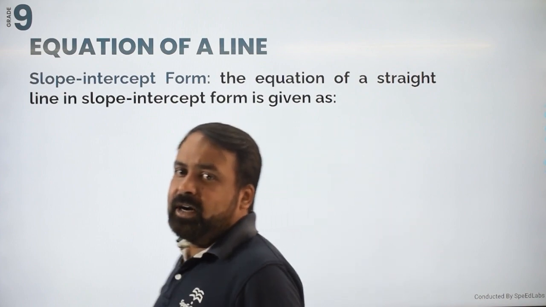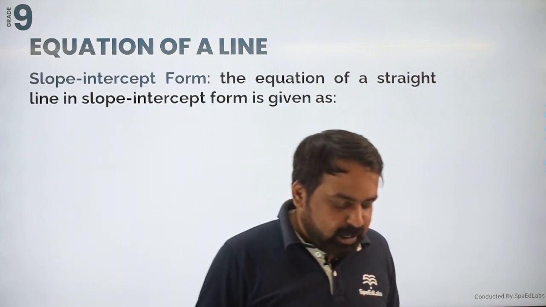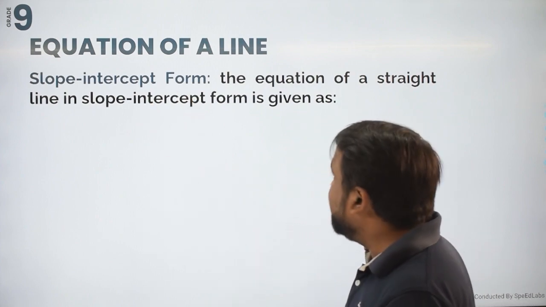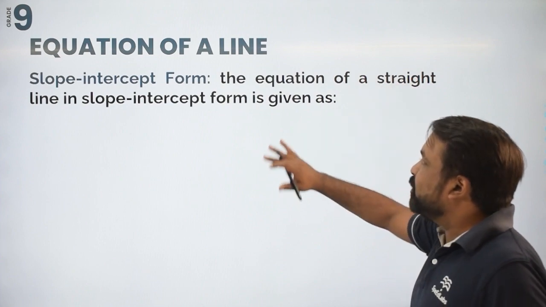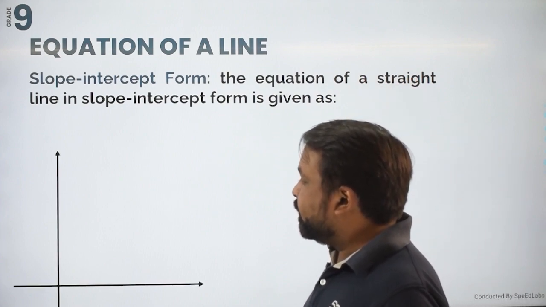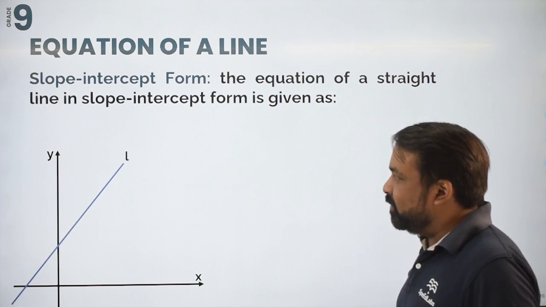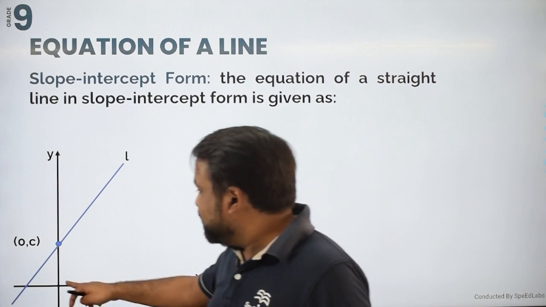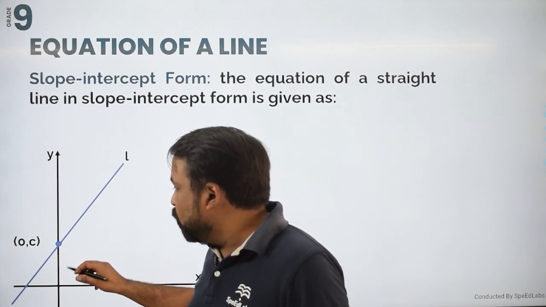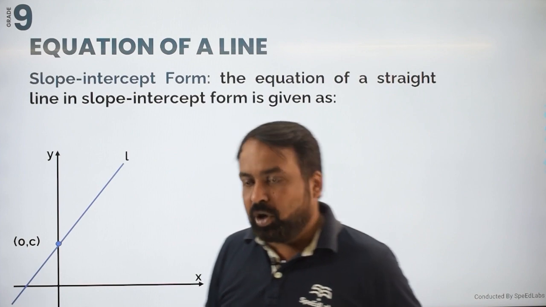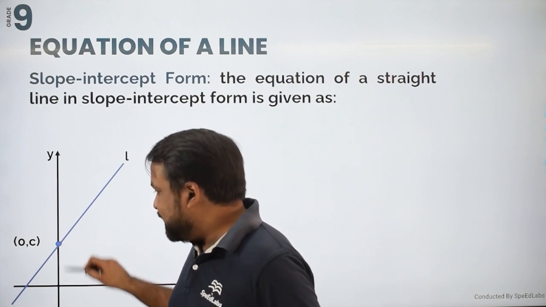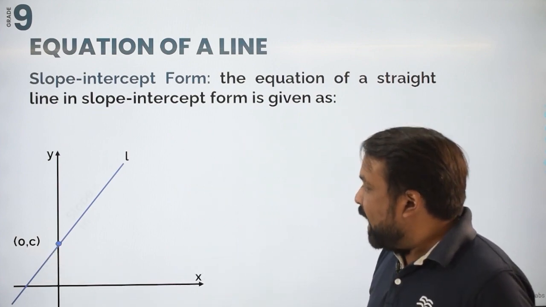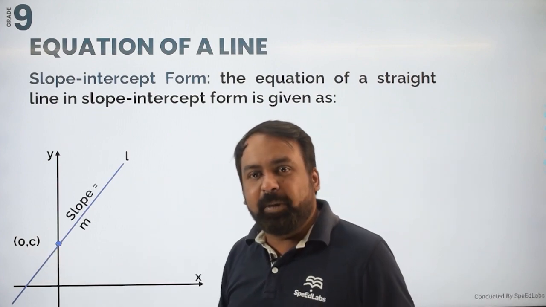Now, the next very important form by which we can determine the equation of a particular line is slope-intercept form. So, what is slope-intercept form? The equation of a straight line in slope-intercept form is given by, let us suppose this is the x-axis and y-axis. This is line L for which we need to find the equation. Let us suppose the line is cutting the y-axis, and the length of the portion here is c. So the y-intercept here is c, and 0 comma c will be the coordinate for this.